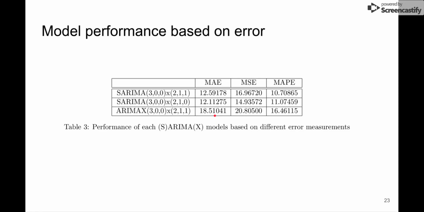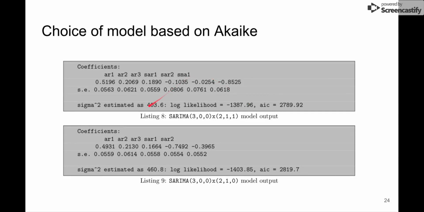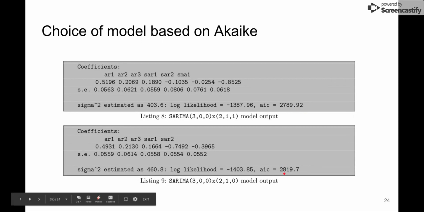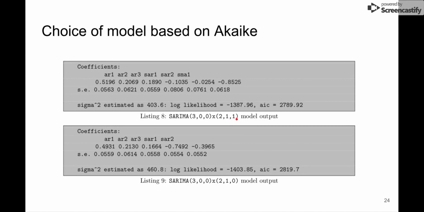So let's look at the error measurements and see the performance of each model. For these 2 SARIMA models, the MAE for the second one is the best, also the MSE, but not the MAPE. So again, it's not really obvious. If we jump to the Akaike information criterion, we can see that the first model is actually the better one. Not the simpler model, but it is the best model.